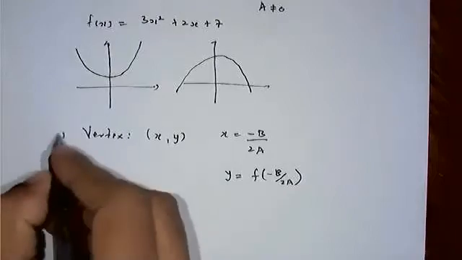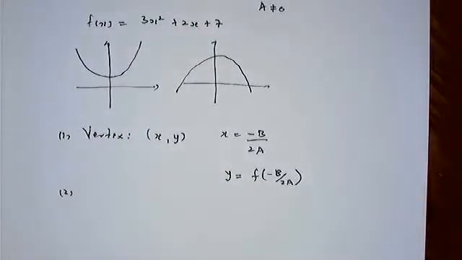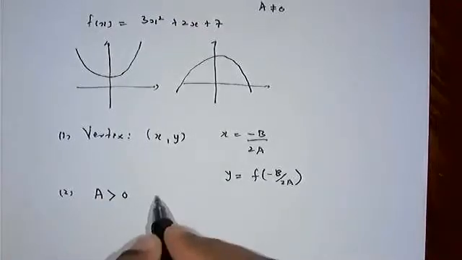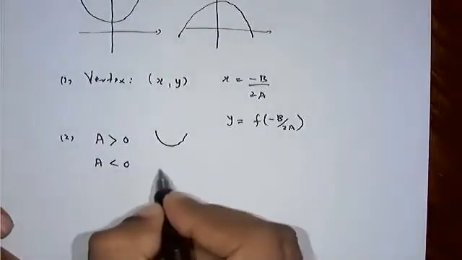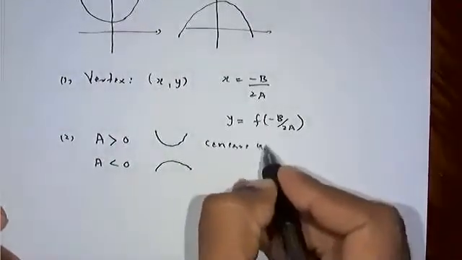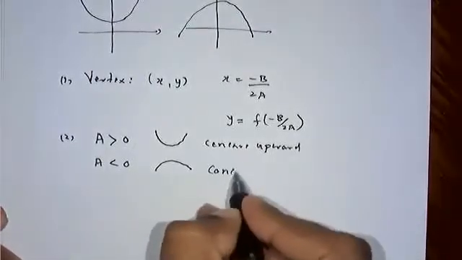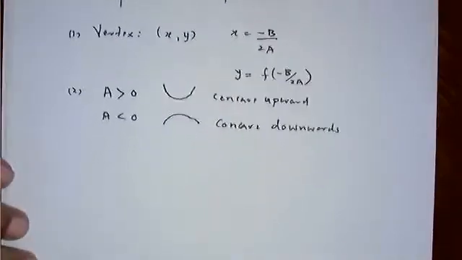Then the second thing we are interested in, once you identify the vertex, is to see whether these functions open up or open downwards. Or in mathematical terms, we say whether it is concave up or concave down. We can find that by looking at the a value of this function. If a is greater than 0, we say the function is opening upwards like that. Or if a is less than 0, we say the function is opening downwards like this. So this one will be concave upward, and this will be concave downwards. That's the second thing you learned, right?